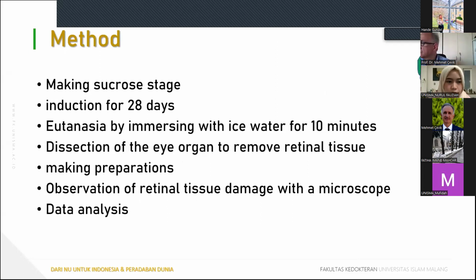And for the method, the first is making the sucrose solution, and then induction for 28 days, euthanasia by immersing in ice water for 10 minutes, and then dissection of the eye organ to remove retinal tissue. Next is making preparations, observation of retinal tissue damage with a microscope, and the last one is data analysis.